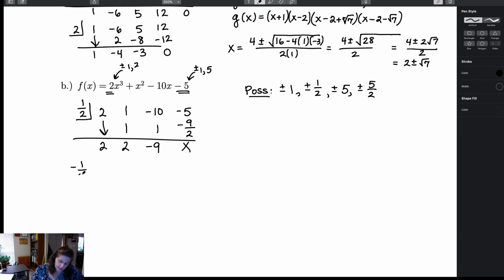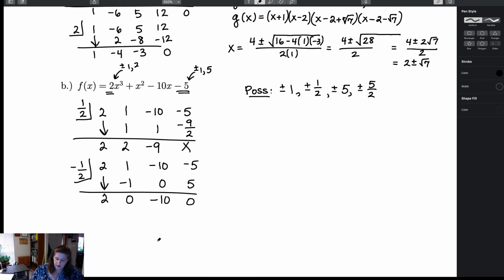So trying -1/2, 2, 1, -10, and -5. Dropping down the 2, 2 times -1/2, -1 gives me 0. And -10. -10 times -1/2 gives me 5. And we have a 0. So here, so far, we have a winner. So far, f of x is equal to x plus 1/2 times 2x squared minus 10.